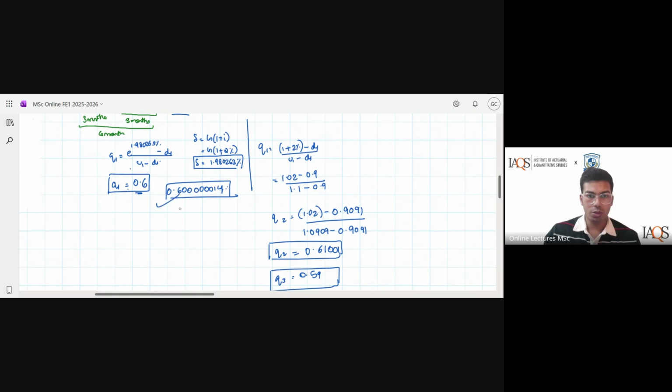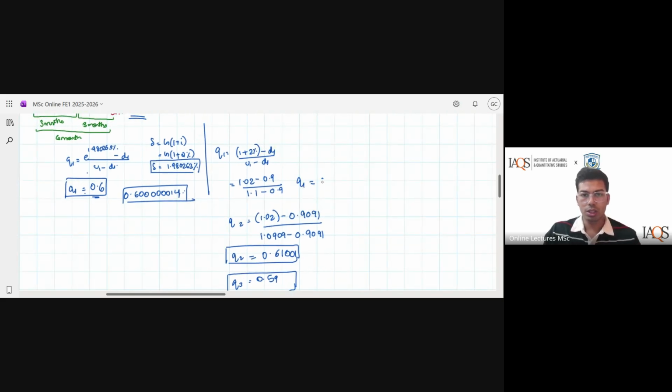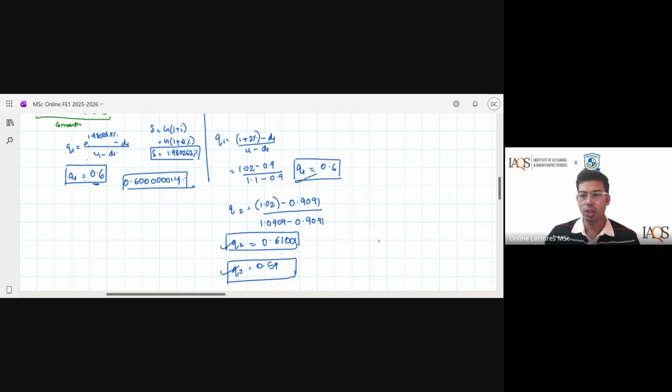These are the values of Q. This is Q1. Let me write it over here only. Q1 is equal to 0.6. So this will be the value of Q1. This is the value of Q2. This is the value of Q3.